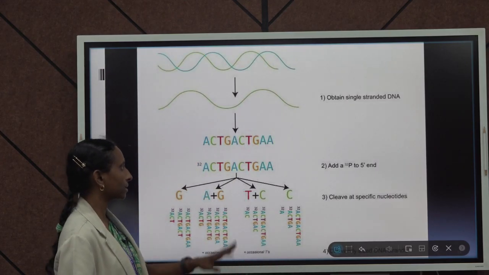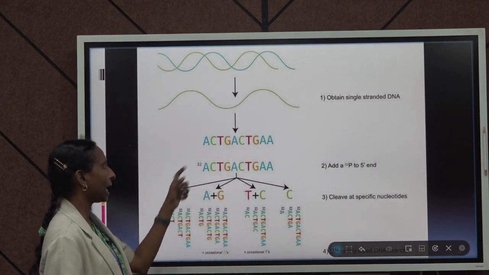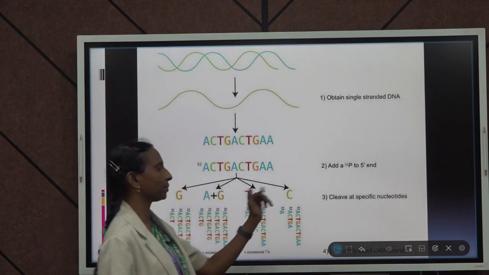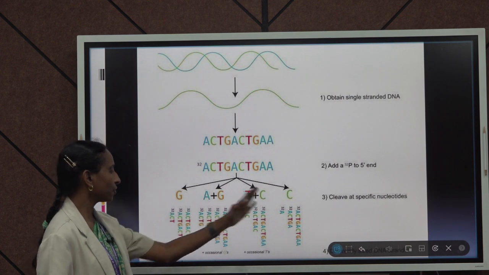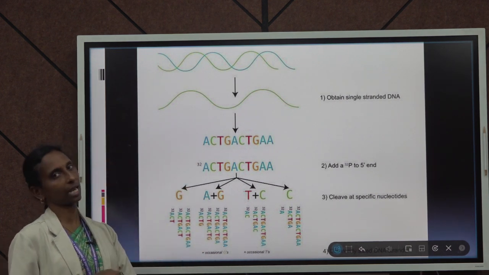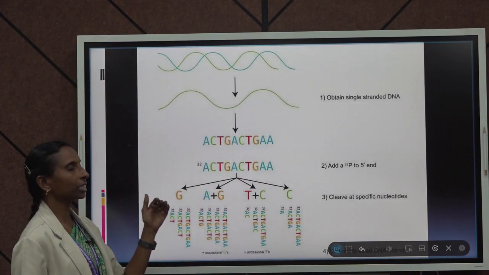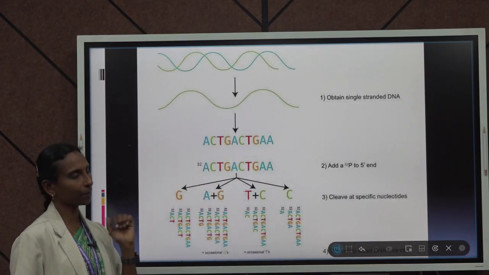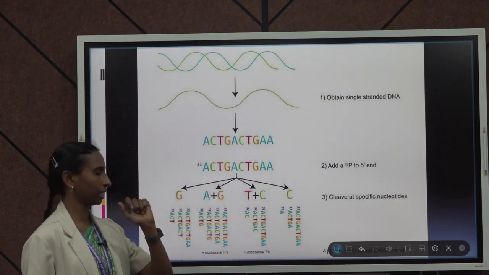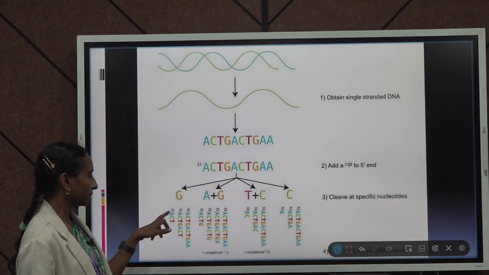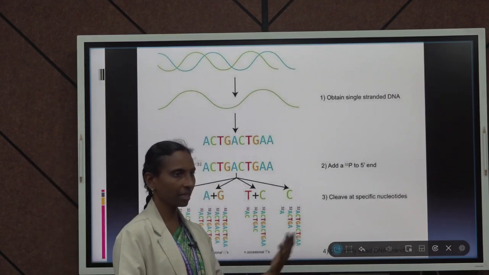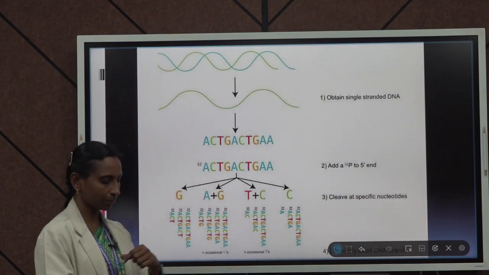Once the radio labeling is done, we add this DNA into four tubes labeled as G, A plus G, T plus C and C. To all these four tubes we will add the respective chemicals, followed by piperidine, which will break the sugar phosphate backbone at the modified nucleotide. And after that, we need to carry out autoradiography in order to get the bands.